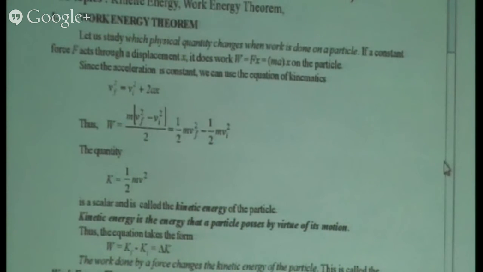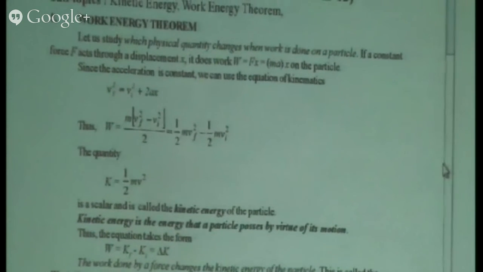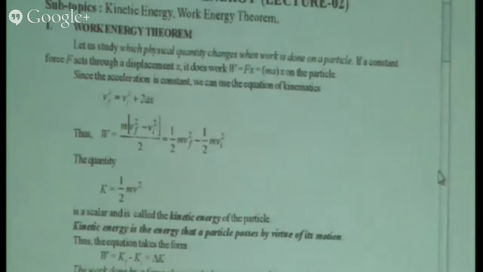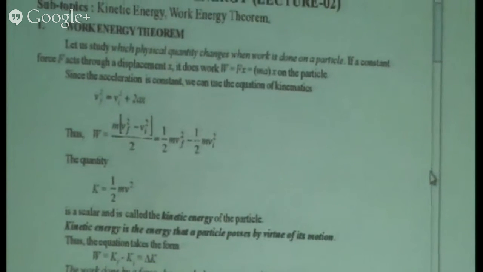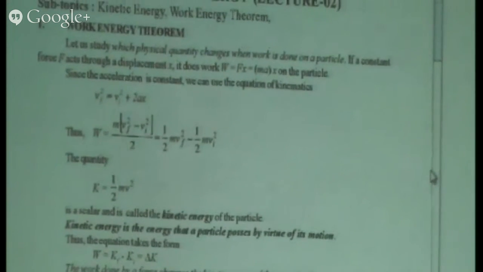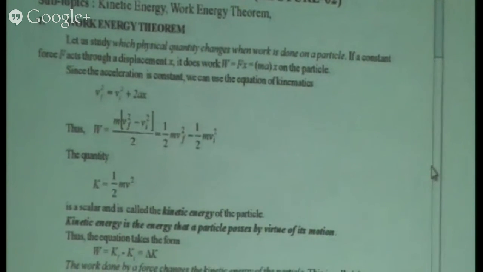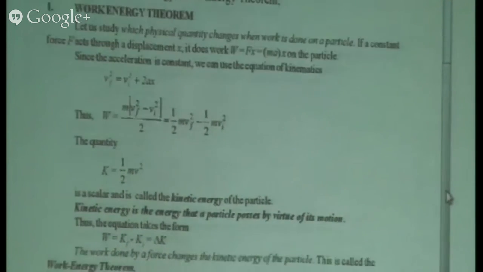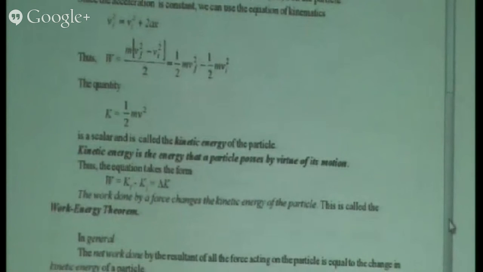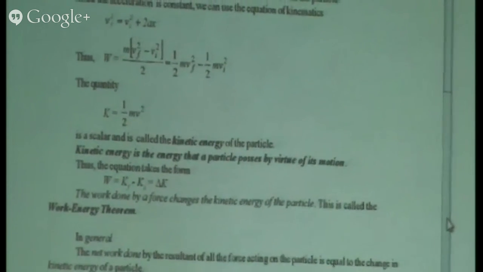So if you substitute that in the formula for the work, it becomes work is equal to half m Vf square minus half m Vi square. So from here we say that the quantity half mv square, which is a scalar quantity only, we name as the kinetic energy of the body. The kinetic energy of a given body depends upon two factors, the mass of the body and the velocity of the body.